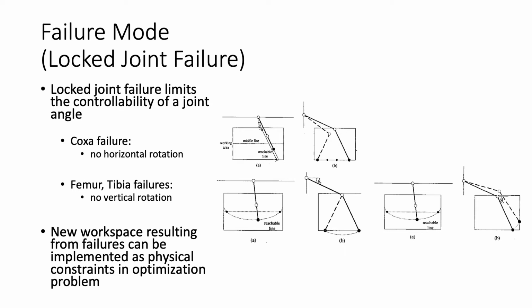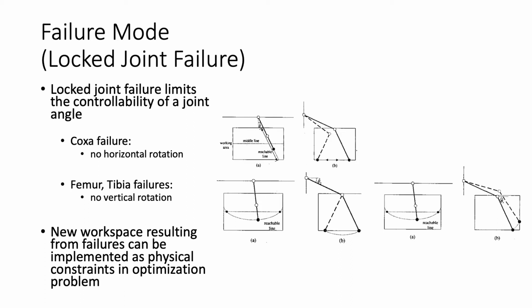The failure mode that I will introduce here is called locked joint failure, which simply means a joint is broken and is no longer controllable. So in case of the coxa joint failing, we will no longer have the horizontal rotation, which means the forward swing motion is completely taken away while the robot is walking. And when the femur and tibia joint fails, the vertical rotation is no longer available.